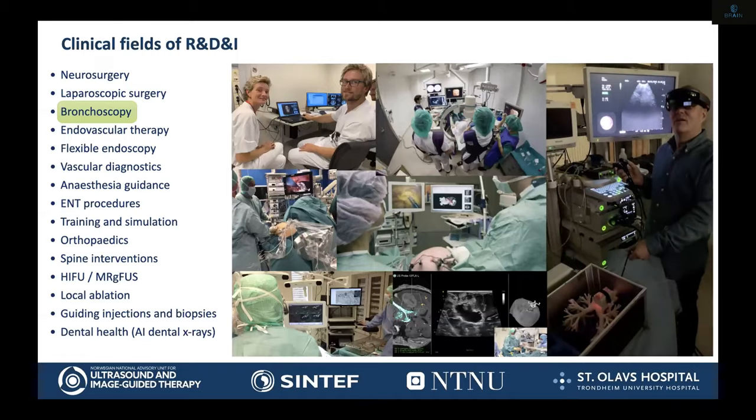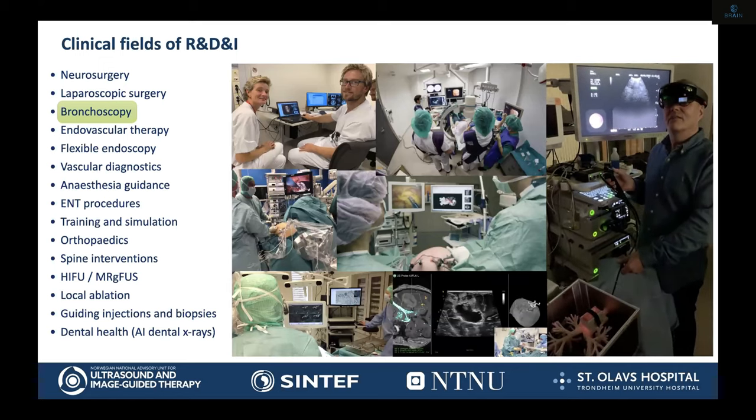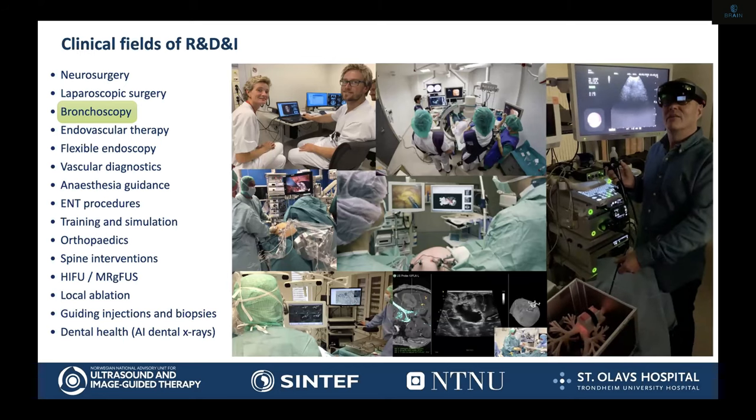Here is a list and some snapshots from the activity and the main clinical fields of research, development and innovation that we work on. Within the time frame I have today, I'm not going to be able to show you many examples, so I've chosen to show one more deeply, from bronchoscopy, in green on the left side. As you see from the snapshots, we're also involved in image guidance during different kinds of surgery, decision support systems in various clinical disciplines, and so on.